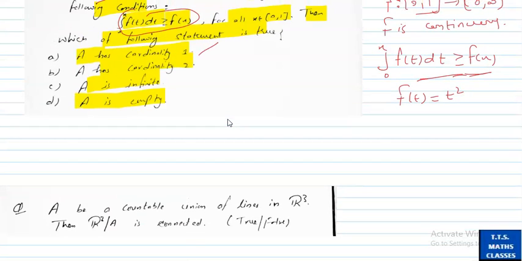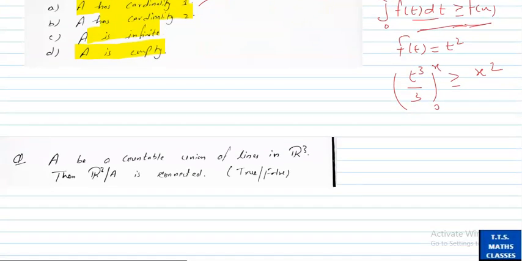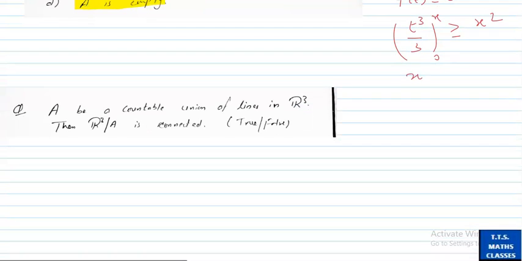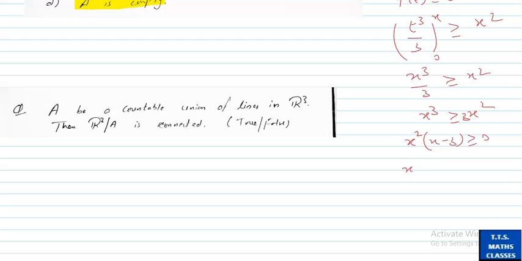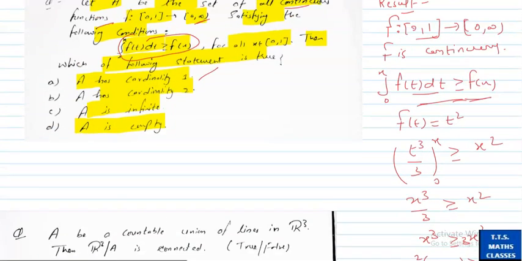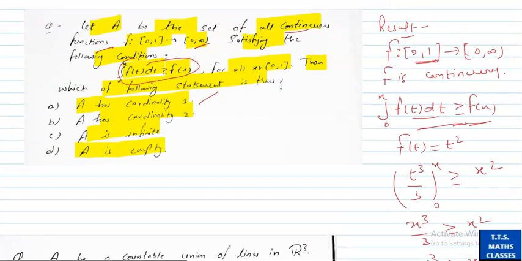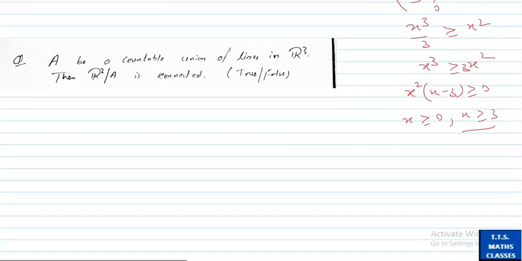So if we put this value in such condition, it means it is t cube upon 3 from 0 to x, so it is x cube upon 3. Okay, so when we solve it, x cube upon 3 is greater than or equal to x square. It means x cube is greater than or equal to 3x square. So our answer will be x square times (x minus 3) is greater than or equal to 0, meaning x is greater than or equal to 0 or x is greater than or equal to 3. Okay, but our domain is 0 to 1. So therefore x greater than or equal to 3 is not valid.